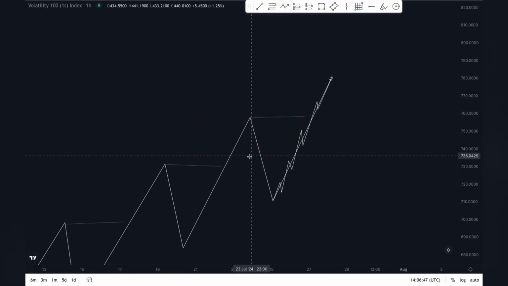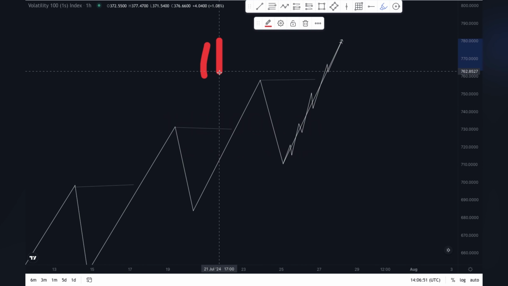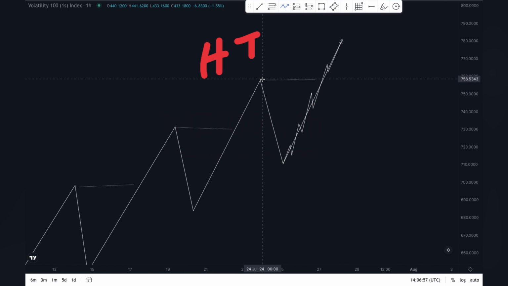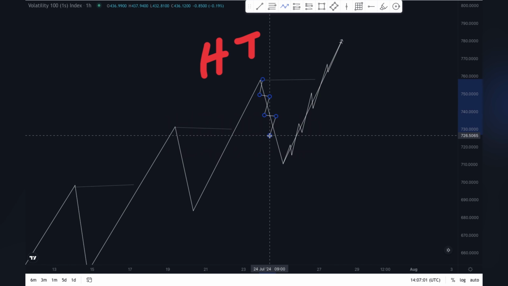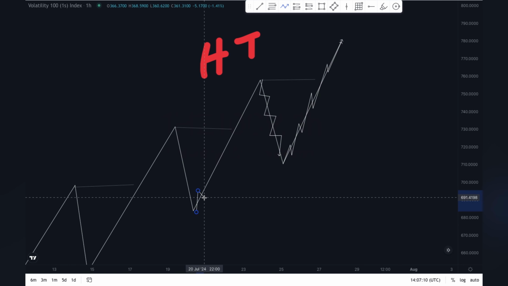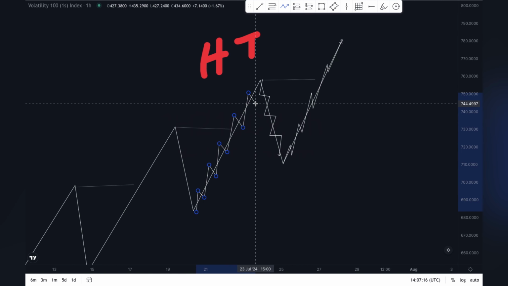So this is going to be our higher time frame, right? And on this higher time frame, you know that every one of these pullbacks here is a downtrend on a lower time frame, right? Every pullback we are having on the higher time frame is a downtrend, and every acceleration we are having on the higher time frame is an uptrend. It's a whole different trend on the lower time frame.